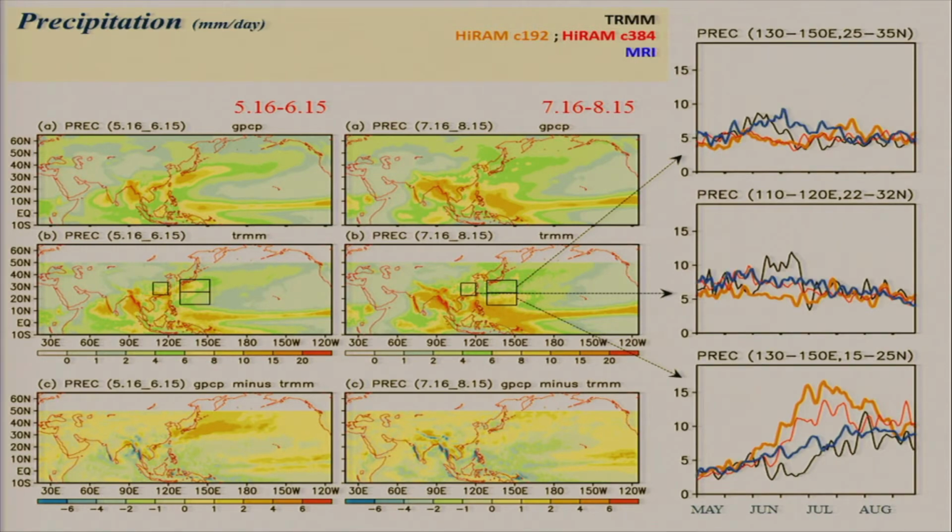This is the MRI result. It could be one of the best, almost the best. The MRI has 20 kilometer resolution, so it could simulate the precipitation evolution better over East Asia, as well as over the WNP.